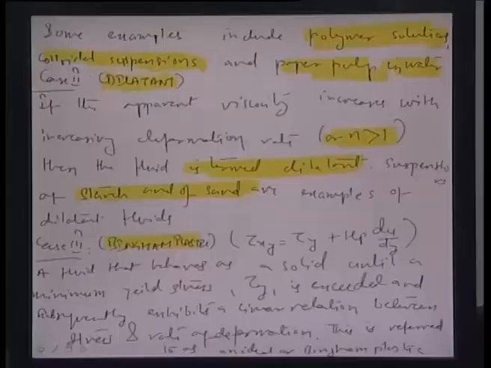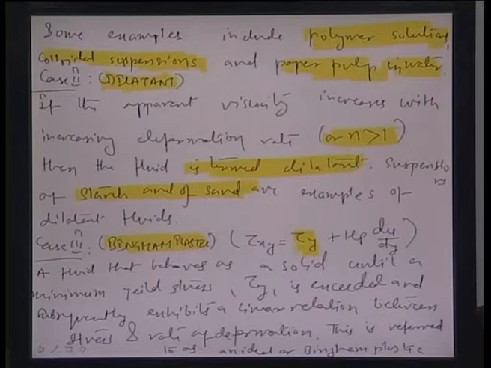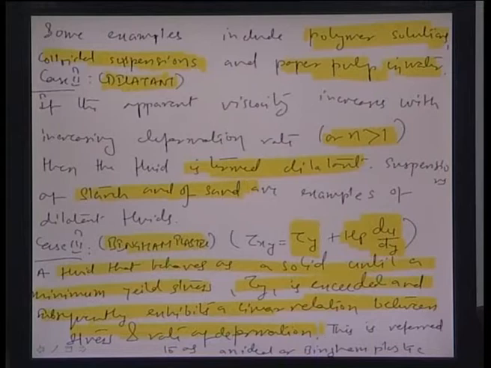Here the basic equation to represent tau xy would be in terms of some kind of intercept value tau y, up to which the fluid behaves as if it were just a normal solid, beyond which it would also have this mu p du by dy component, which is related to how a fluid really looks. So this fluid behaves as a solid until a minimum yield stress, let us say tau y, is attained. And then after it is exceeded, it starts exhibiting a linear relationship between stress and rate of deformation, which is the same as a Newtonian fluid. So this is referred to as an ideal or Bingham plastic.